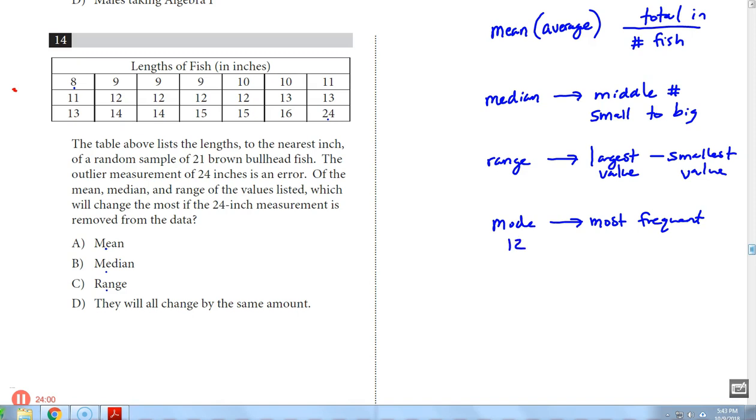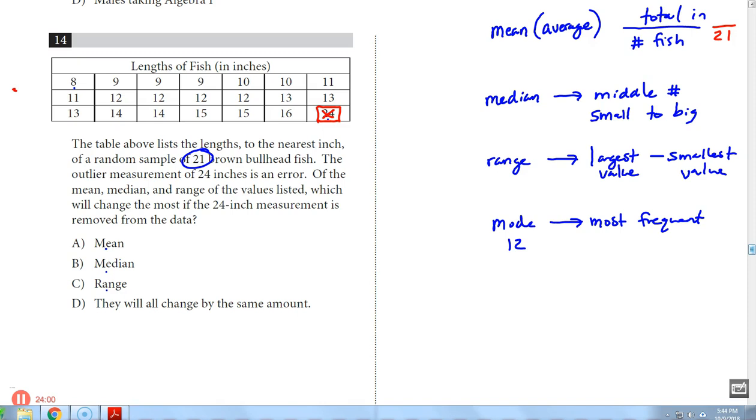So it says the table above lists the lengths, to the nearest inch, of 21 bullhead fish. So if I was going to do the average, if I needed that, I now know the number of fish is 21. The outlier measurement of 24 inches is an error. So this number right here was somebody messed up measuring, or maybe it wasn't a bullhead, it was a northern pike, or it was some bigger fish. So that's an error, so we don't want to count that.